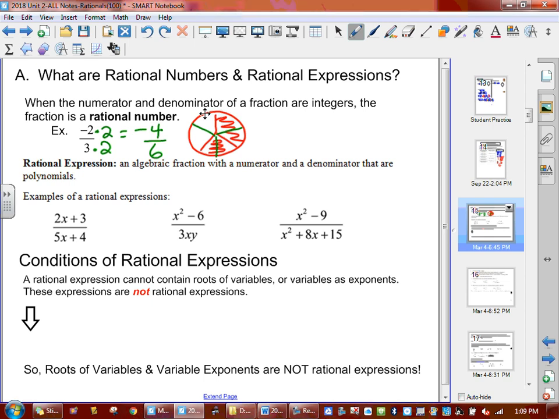And I should have 4 of them shaded. 1, 2, 3, 4. Okay? So that's just equivalent expressions. Now we're talking about, well, what the heck is a rational expression versus a rational number?